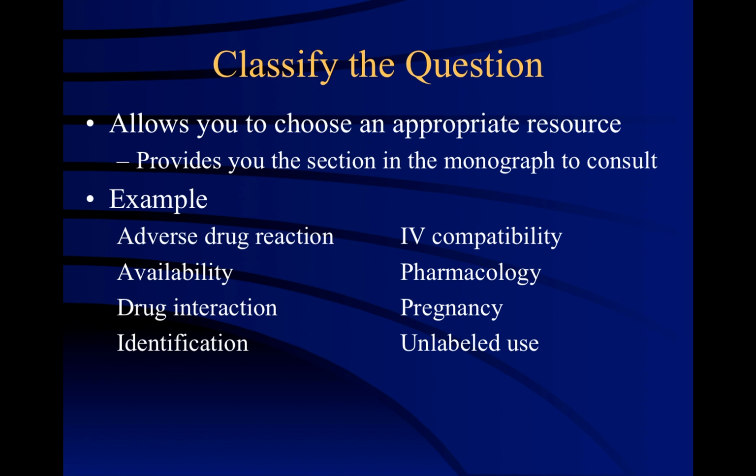So when you classify the question, this provides you the section in the monograph to which you should consult. Examples of types of questions are adverse drug reactions, questions about availability, questions about drug interactions, identification, IV compatibility, pharmacology, pregnancy, and unlabeled use. So again, classifying the question helps you to go to that section in the drug monograph to consult for your answer.